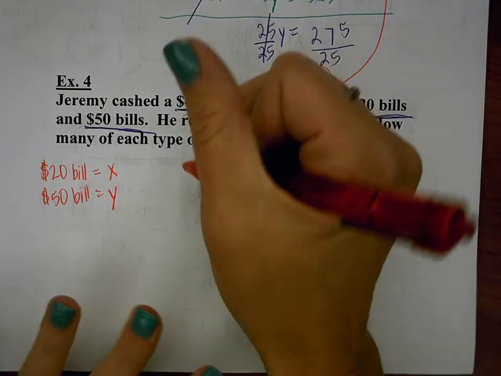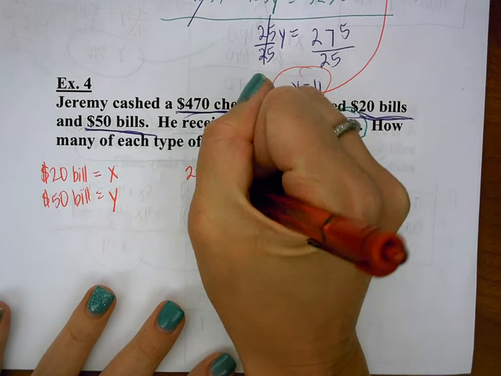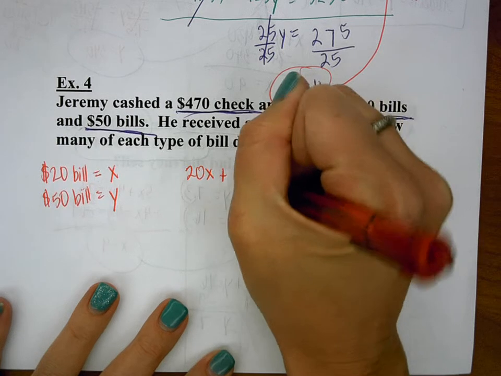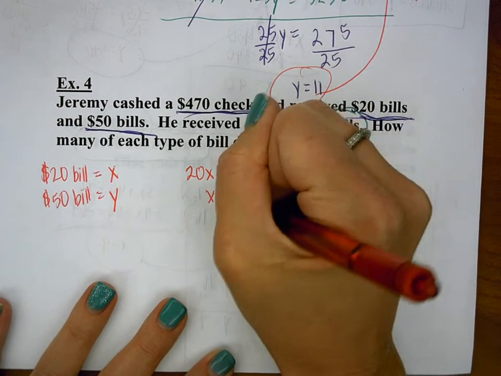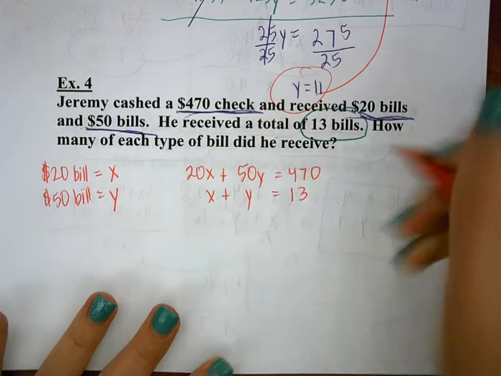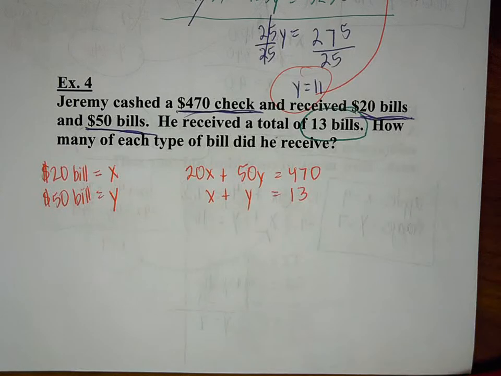So I'm going to go ahead and write the equations. Your equations, if you haven't gotten them, should have been 20x plus 50y equals 470. I'm not going to solve it yet. And then x plus y equals 13. So those should have been your two equations. And if you can go ahead and try to solve.